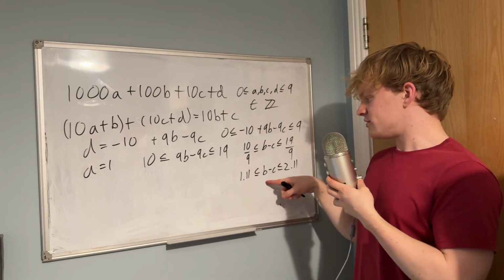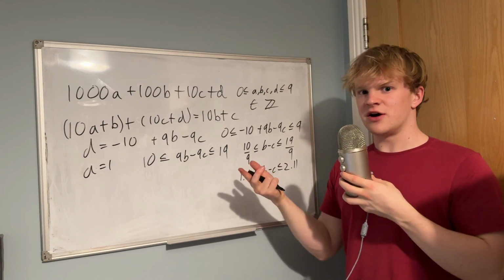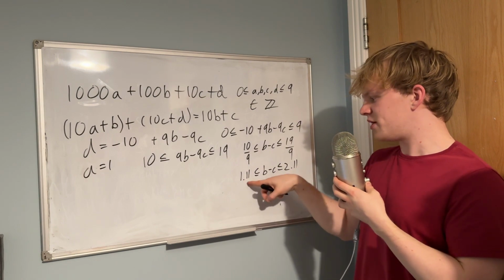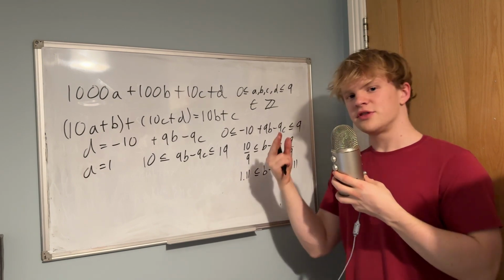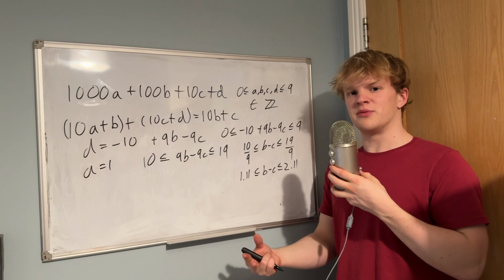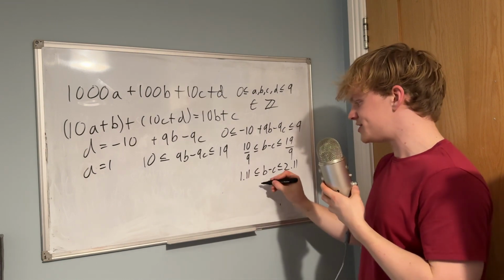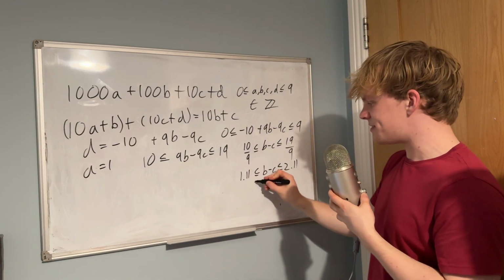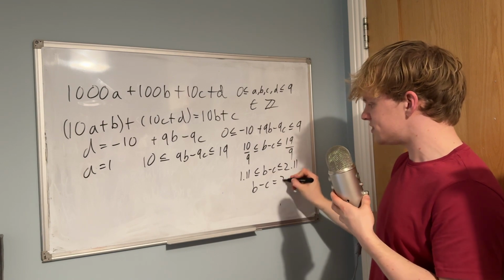So then, if B is a whole number and C is a whole number, B minus C is obviously a whole number, and this whole number is between 1.11 and 2.11. But there is only one whole number that's between 1.11 and 2.11, and that number is 2. So we actually know from this that B minus C is equal to 2.